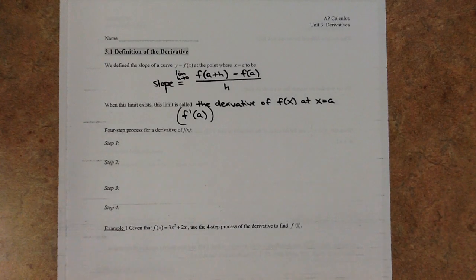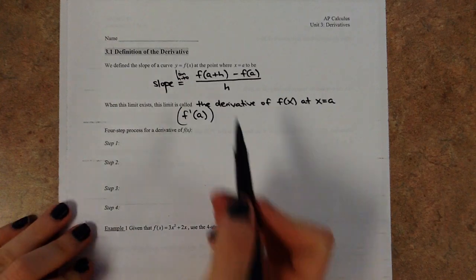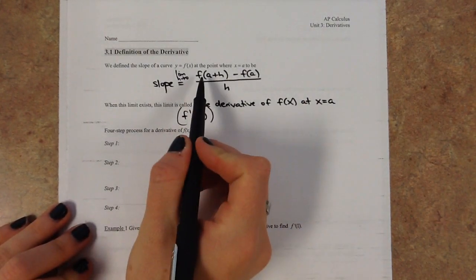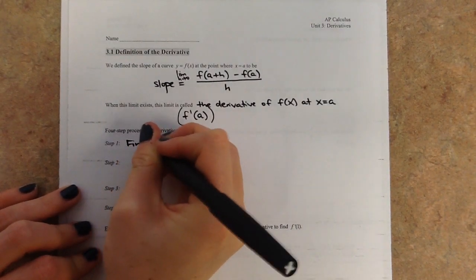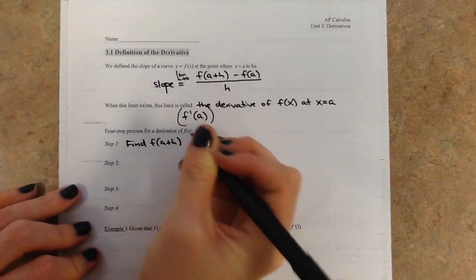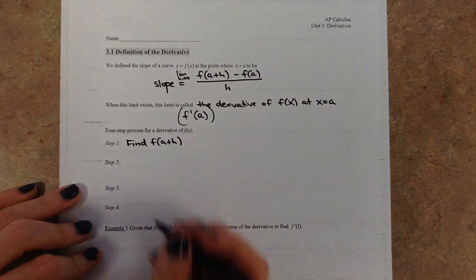We've got this 4-step process, and we talked about this when we were doing difference quotients with the review at the very beginning of the year. The first thing is we want to find just this piece. So we kind of break it down. So find f of a plus h first. That's all you do. Then we finish off the numerator.